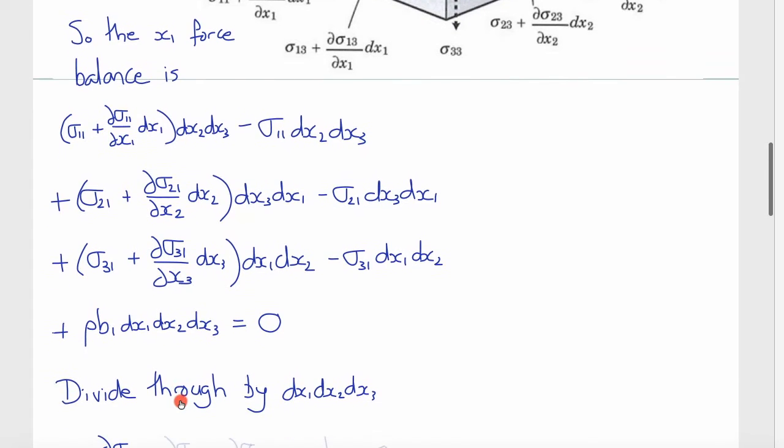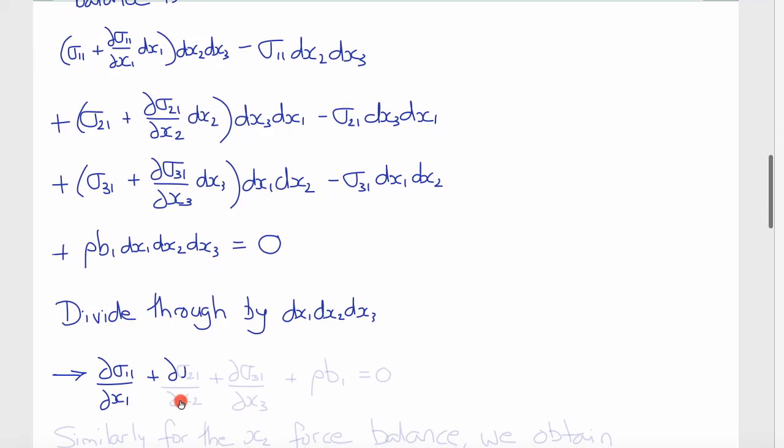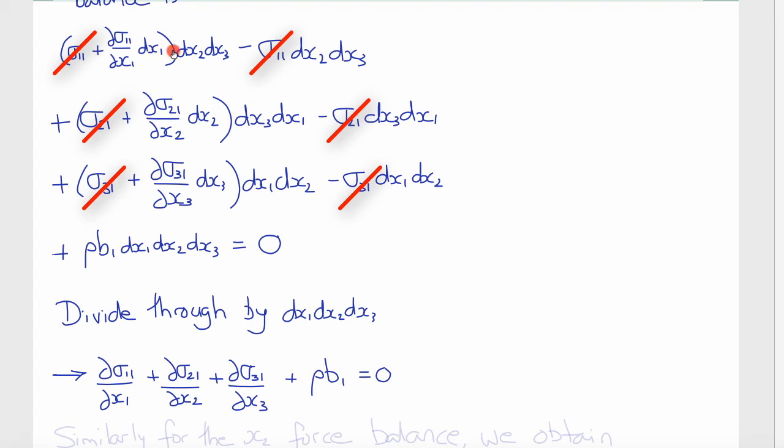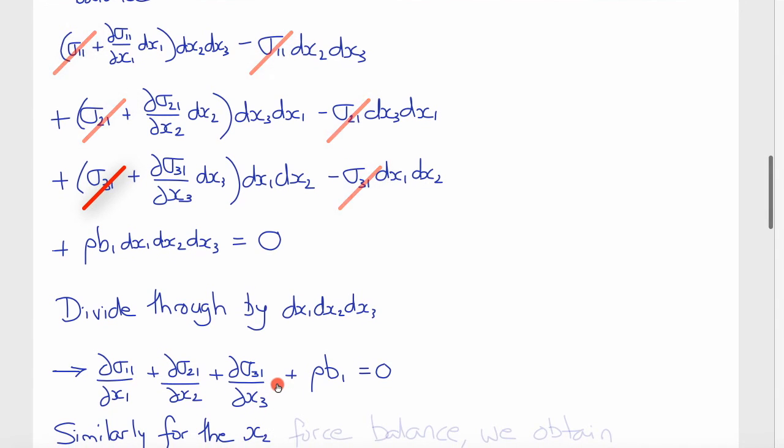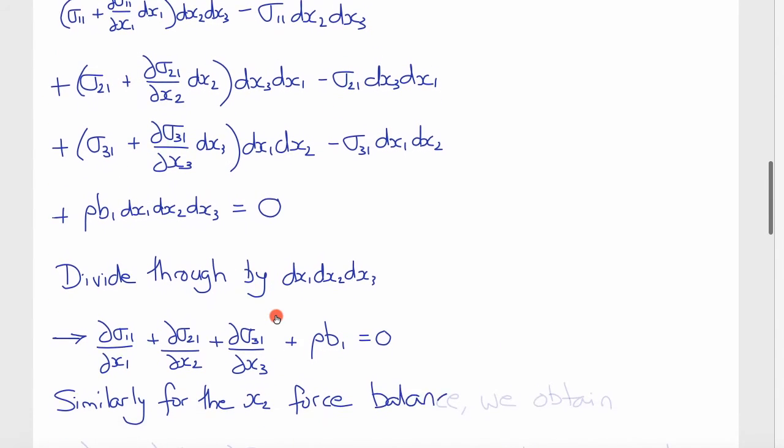Now, if we divide this entire expression through by dx1 dx2 dx3, which is just the volume of that elemental parallelepiped, you can see that these terms here cancel with these ones there, and we're left with ∂σ11/∂x1, we're dividing these out, plus ∂σ21/∂x2, plus ∂σ31/∂x3, plus ρ times b1.